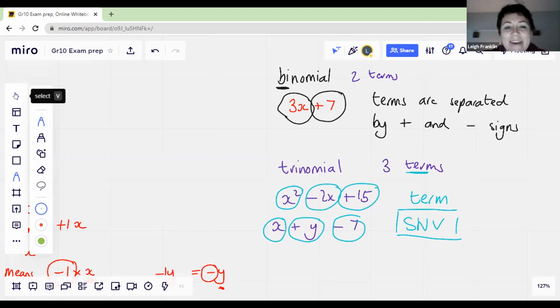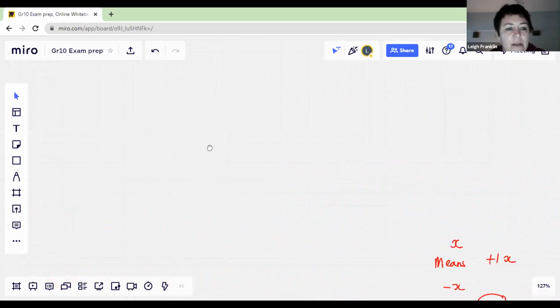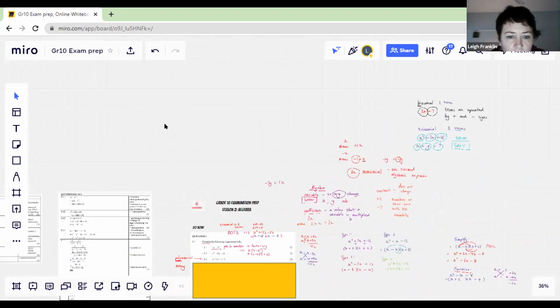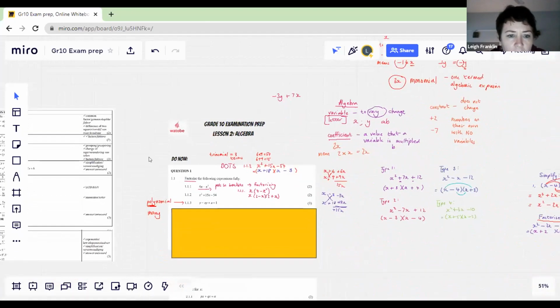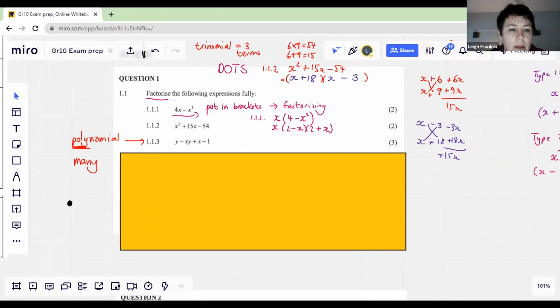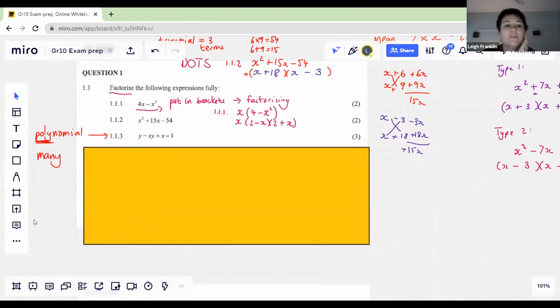Let's go back. Pleasure, Sam. Pleasure, Lesego. Let's go back and have a look. No problem, Marisa. Hang on. Where am I going here? Oh, there we are. Let's go back and have a look at what we were talking about.